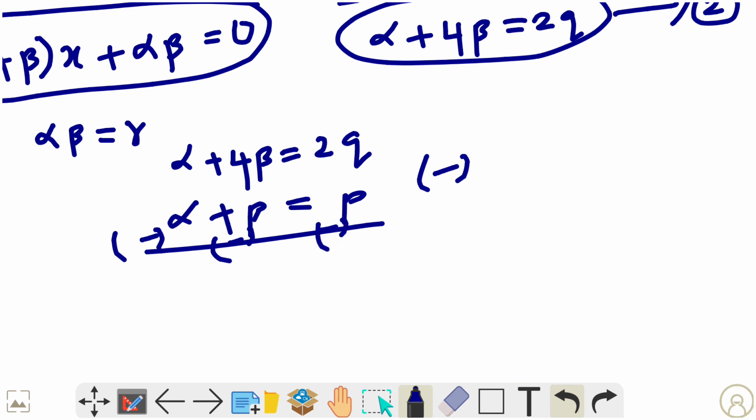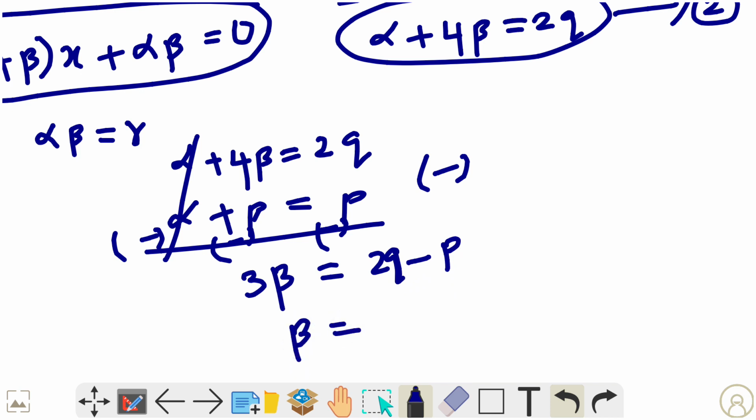I am using the elimination method. These two cancel each other, because plus alpha and minus alpha. So we have 3 beta equal to 2q minus p. So beta is equal to (2q − p)/3.